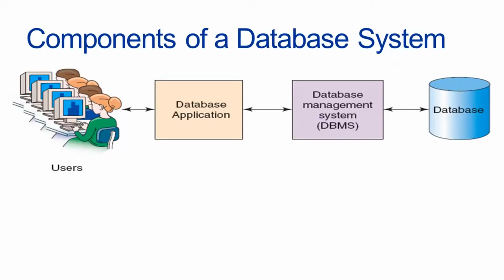Here we see the relationships between the four components of a database system. On the far left, we see users. Now, users are people, just like you or me, who might need to use the data in a database, but a user doesn't necessarily have to be a human being. It is possible, for example, for other software programs to be users of our database as well.